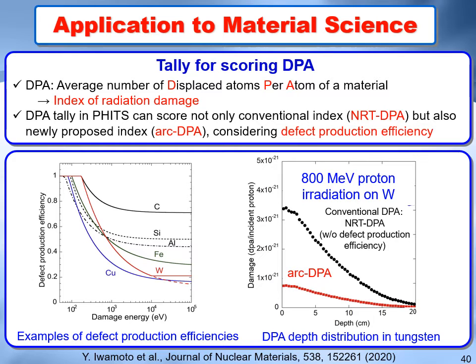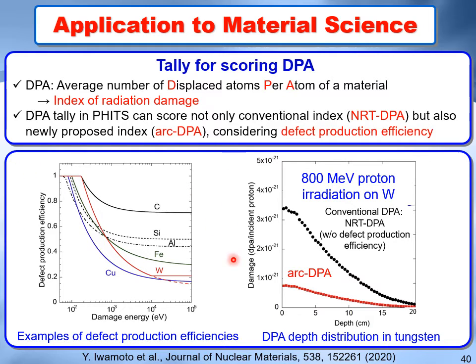Next application is to material science. PHITS has a tally for scoring dPa, which is the average number of displaced atoms per atom of a material, so it can be used as an index of radiation damage. The dPa tally in PHITS can score not only the conventional index, so-called NRT dPa, but also a newly proposed index, ARC dPa, considering the defect production efficiency of each material.